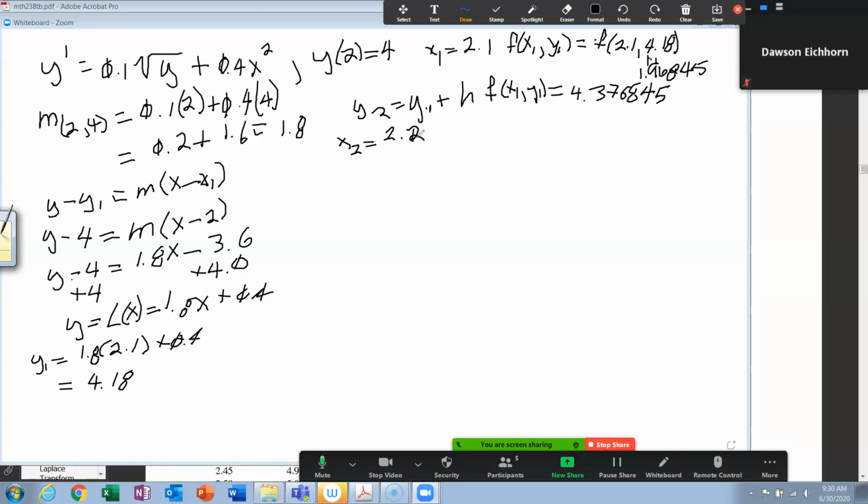So now what do we do? Calculate your new slope. The slope at x2, y2 is at 2.2, and then that value for y right here, 4.376845.